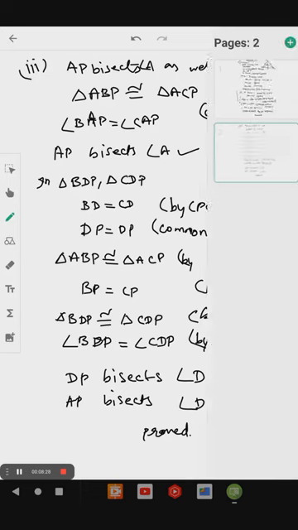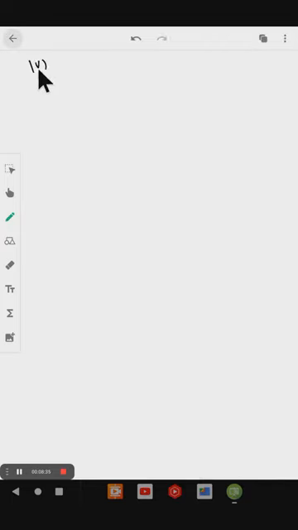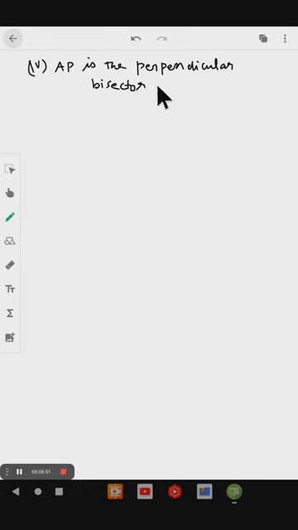Now the fourth one. What do you have to prove? AP is the perpendicular bisector of BC. So how will you prove this one? Any idea?